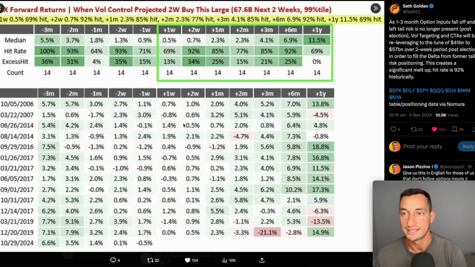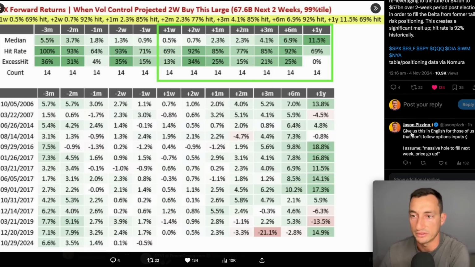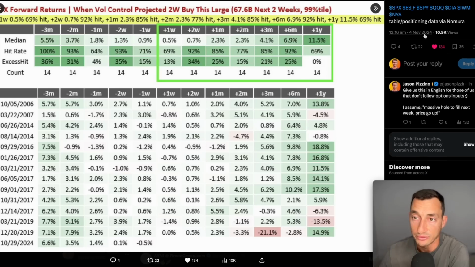Next up, Seth, friend of the channel here, is talking about options in puts. Fall off a left tail risk. Left tail risk is no longer present. Look, this is all sort of jargon to me. So I've asked him, can you put this in English? Because I don't follow this stuff. I have my own analysis that I follow. And to many, my analysis is jargon to them as well. It's a different language to others.